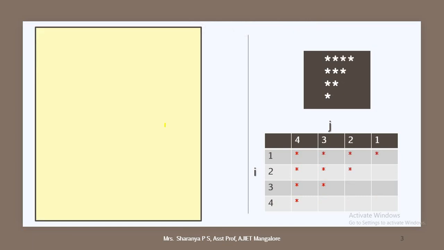Next we'll proceed with the next pattern, which looks almost similar to the previous pattern. This pattern is the reverse of the previous pattern we have observed. Here the pattern begins with 4 stars and keeps decrementing in each row.